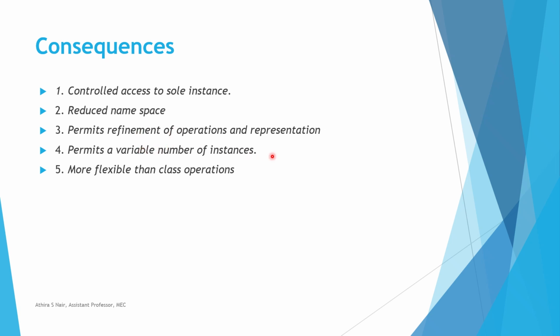The pattern makes it easy to change your mind and allow more than one instance of the singleton class. That is, you can use the same approach to control the number of instances, and only the operation that grants access needs to change. Another way to package a singleton's functionality is to use class operations, but the subclasses cannot override them polymorphically. So the singleton pattern is more flexible than class operations.